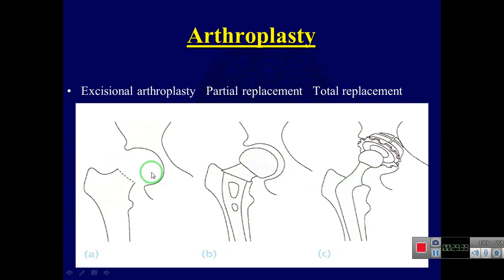Excisional arthroplasty: sufficient bone is excised to create a gap at which movement can occur. For example, removal of the head of the femur, which we call Girdlestone hip arthroplasty, or excision of the trapezium.